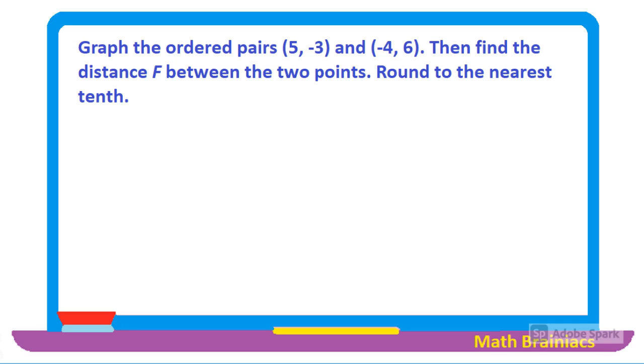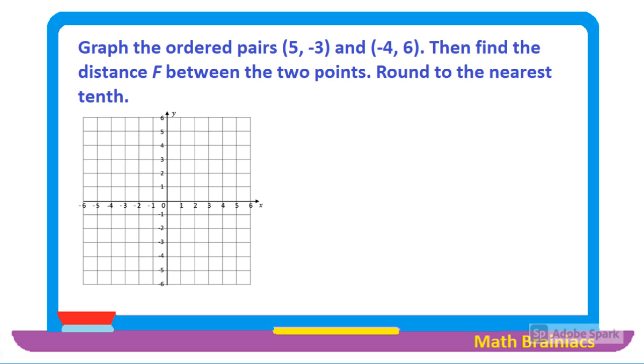Let us work on this example so that you will be guided. Graph the ordered pairs (5, -3) and (-4, 6). Then find the distance f between the 2 points. Round to the nearest tenth.